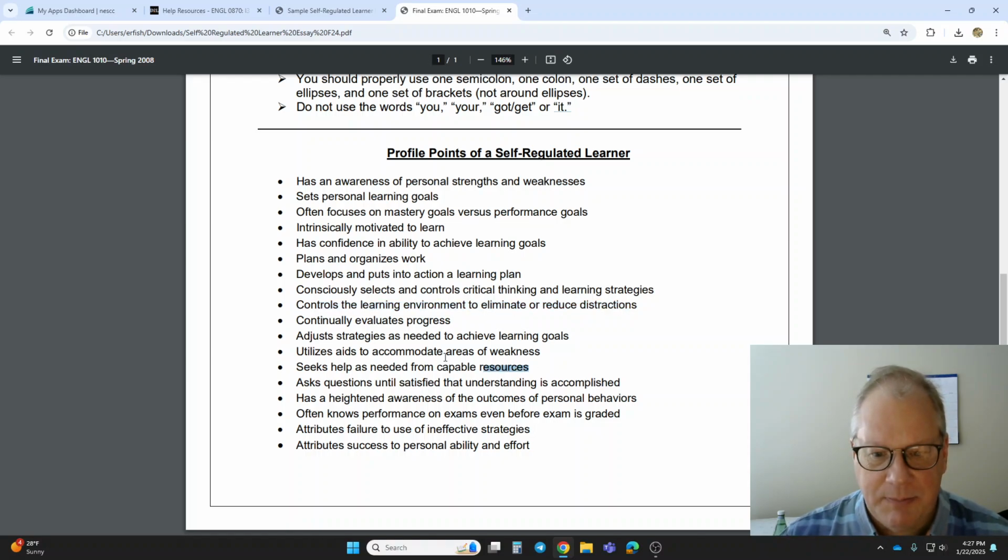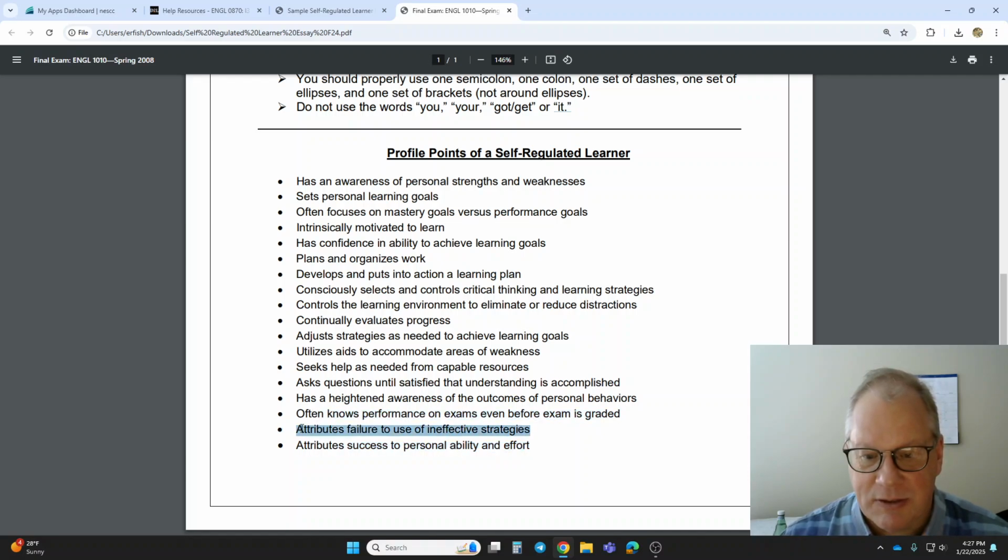Are you good at asking for help and utilizing aids and asking questions? Are you good at attributing success to personal ability and effort? In other words, if you work hard at something and study for the test and get a good grade, you think, hey, there's a relationship between how well I study and what kind of grade I'm receiving.